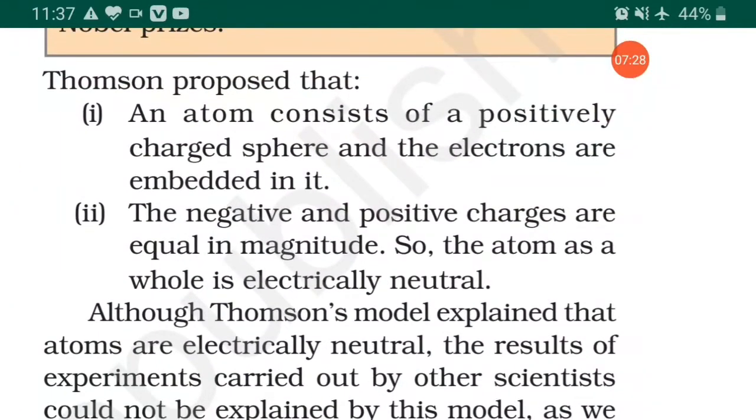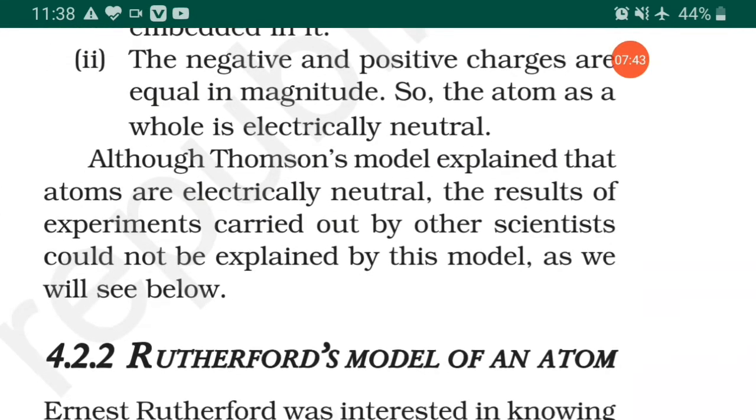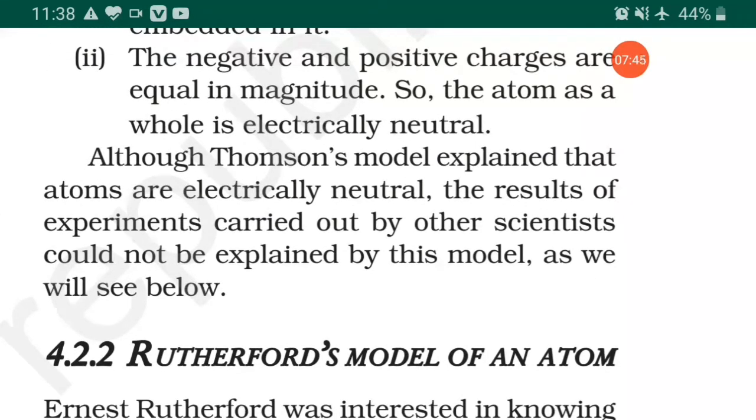And second, the negative and positive charges are equal in magnitude, meaning the electrons and protons have equal charges, so that the atom as a whole is electrically neutral. Although the Thomson model explained that atoms are electrically neutral, the results of experiments carried out by other scientists could not be explained by this model.